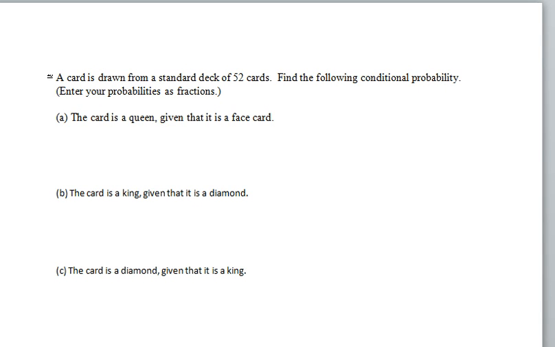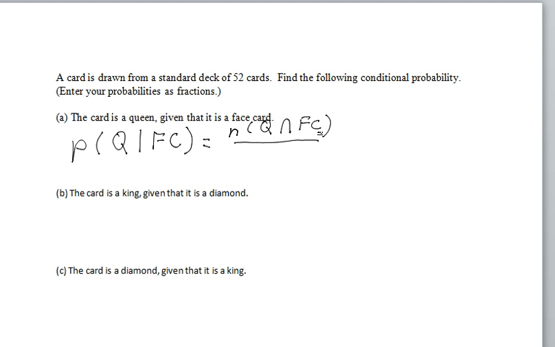A card is drawn from a standard deck of 52 cards. We're going to find several conditional probabilities. The first one is the probability that the card is a queen given that it is a face card. So one card with two attributes. This would be the number of cards that are both queens and face cards, divided by the number of face cards.